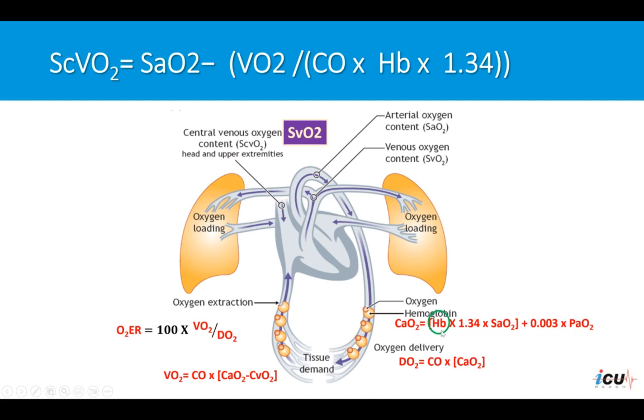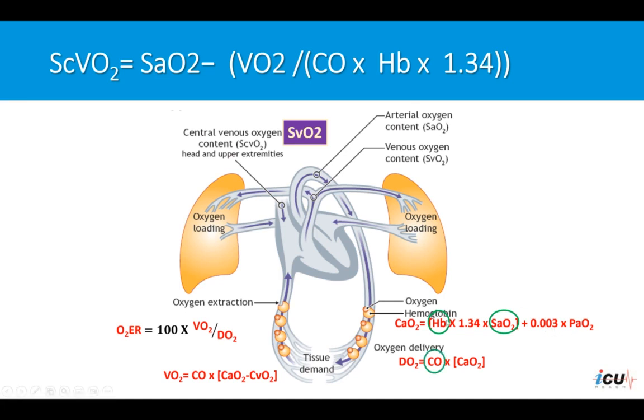So each 1 gram of hemoglobin carries 1.34 mL of oxygen; you can see 1.39 in some references. And then you need to see how much of this hemoglobin is saturated, so you multiply it by the arterial saturation from the blood gases. And then, as I said, the second part would be the dissolved oxygen. This is a minute amount. You get the arterial oxygen pressure multiplied by 0.003, and this can be neglected.